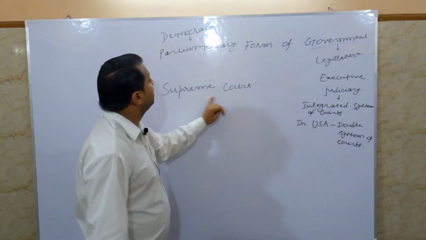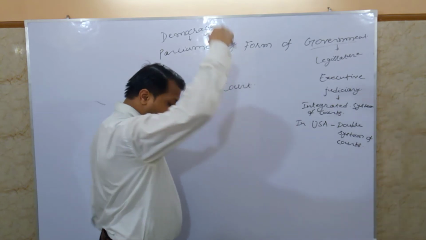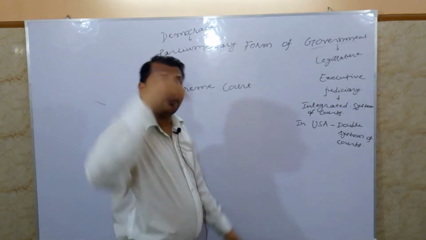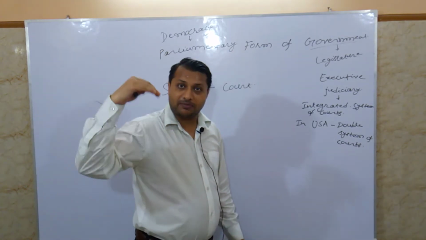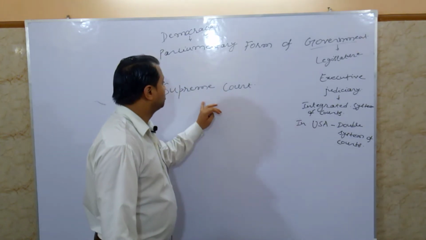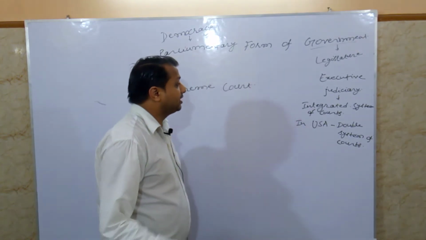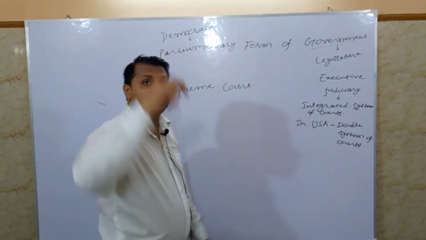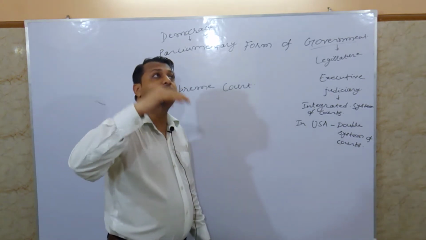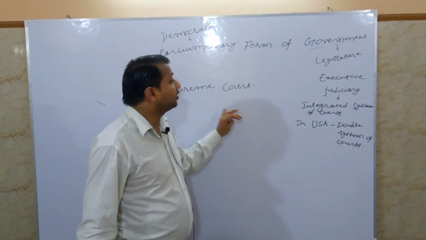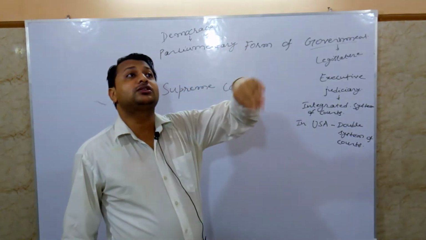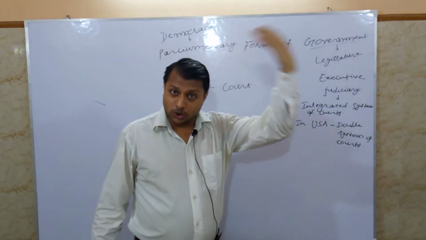In the hierarchy order we have the highest, the Supreme Court, and below the Supreme Court we have the High Court. Below the High Court we have district courts and a number of other courts. Integrated judiciary means the Supreme Court can also enforce the state laws, and the appeal from the district court goes to the High Court, and from the High Court it goes to the Supreme Court.